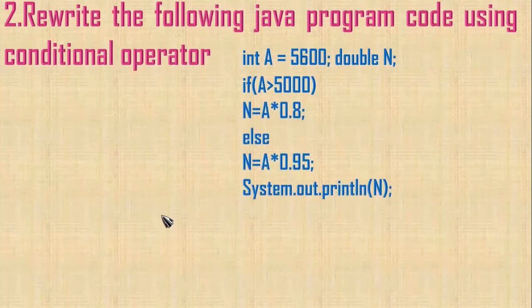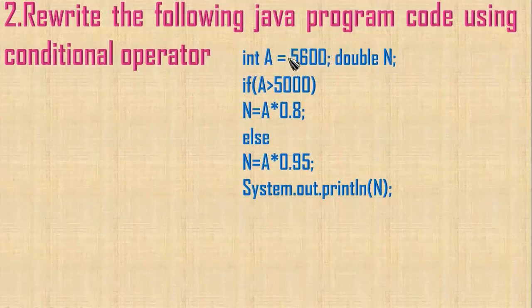Conditional operator is the question mark. It is also called the ternary operator. Here A is initialized and N is declared. The condition given here is: when A is greater than 5000, it calculates the value of N as A into 0.8. Else, if it is false, N is calculated as A into 0.95. So it is printing N.